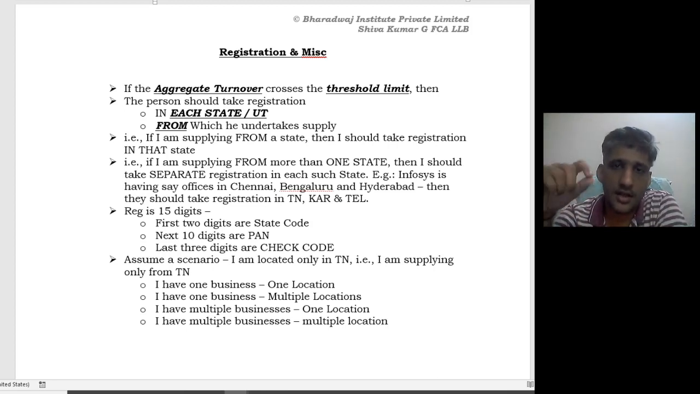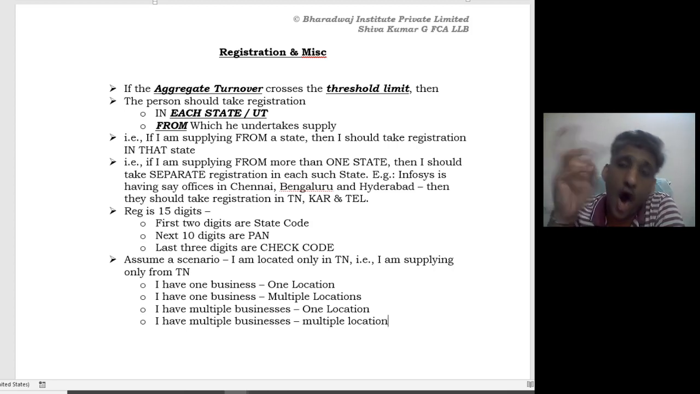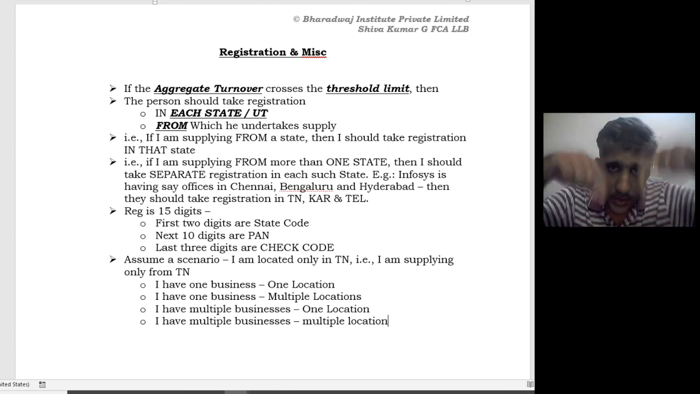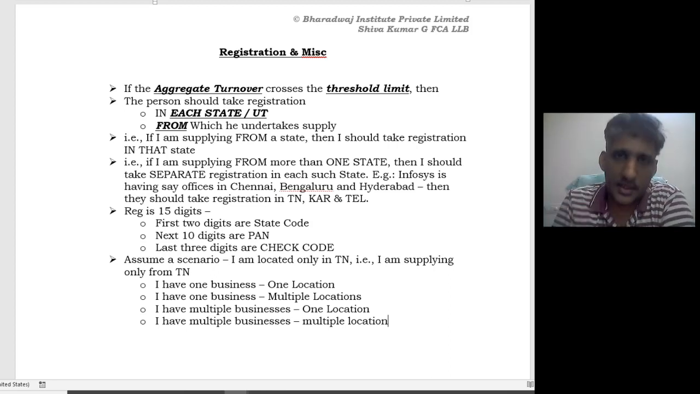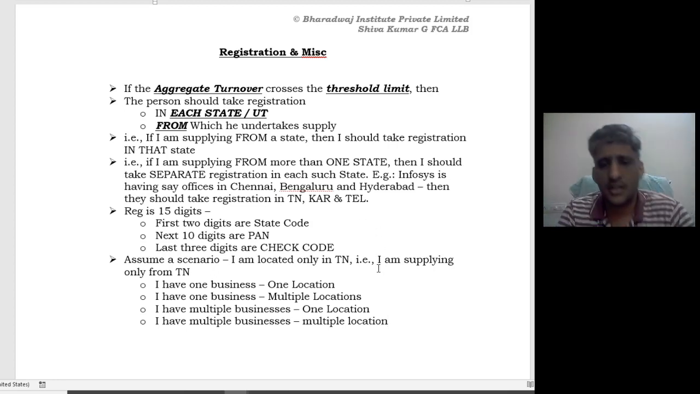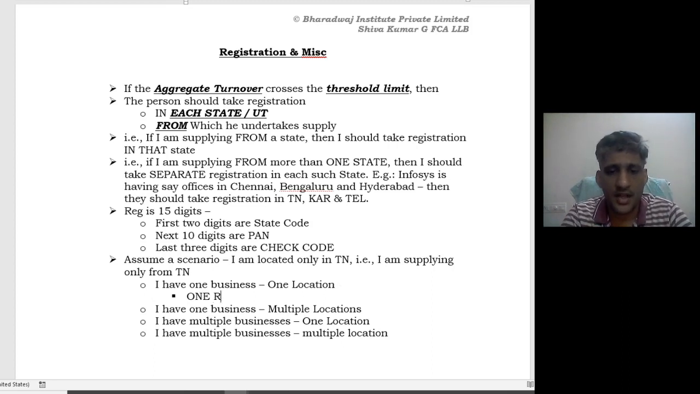Now the question is, for all this, that is one business, one location, or one business, multiple locations, or multiple businesses, one location, or multiple businesses, multiple locations, in all these 4 sub scenarios, what's the main contention? Everything is within Tamil Nadu. Now the question is, should I take one registration, or can I take multiple? Should I take one, or should I take multiple registrations within Tamil Nadu? Within Tamil Nadu, I have one business, I have one location. Should I take one registration or many registrations? I will take one registration.